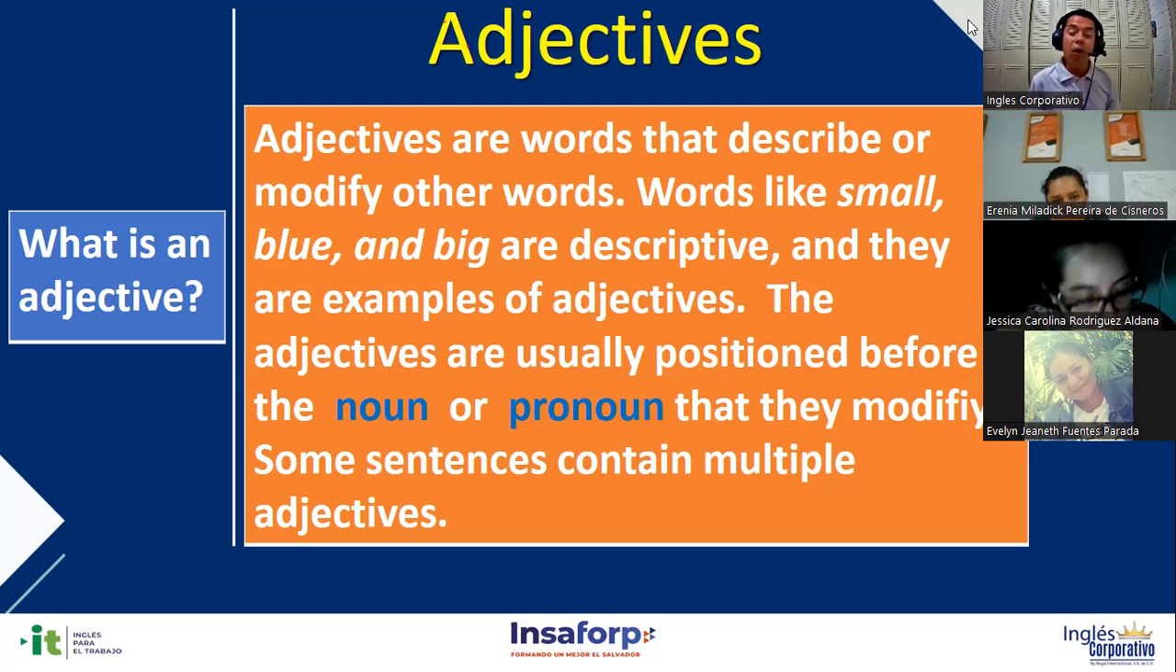So you say the big car. You don't say the car big. The big car. You don't say the car red. No, the red car. You don't say the house beautiful. No, the beautiful house. So they are before the noun. And in a sentence, you can find multiple adjectives. Not only one, right? You can say, for example, the big, beautiful, and nice house. Very good. Any question?